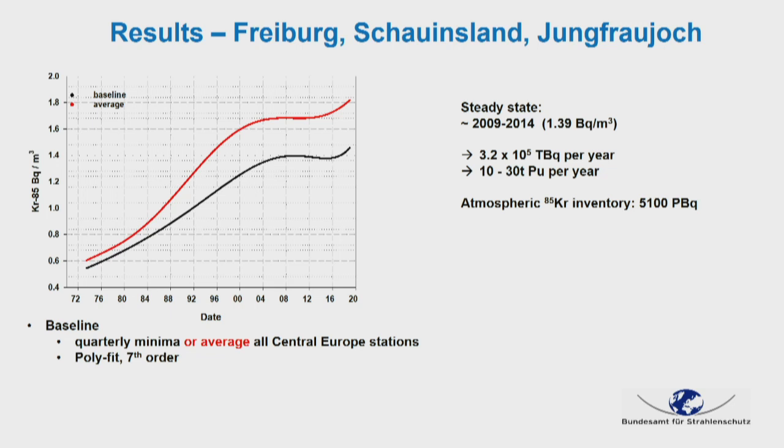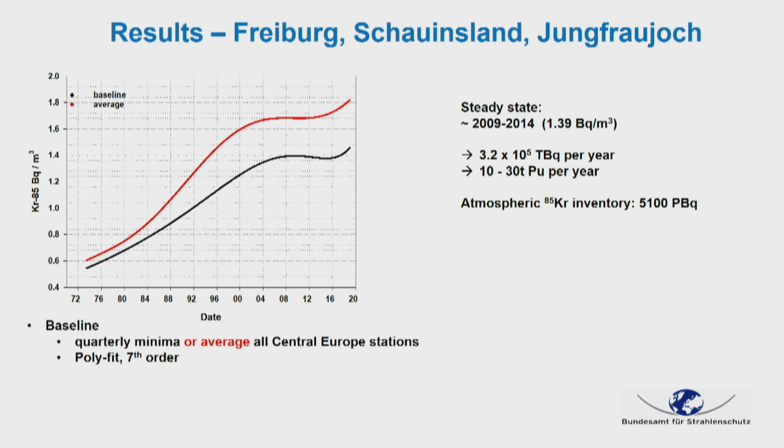We can calculate that about 3.2 × 10^5 terabecquerels per year were released into the atmosphere during that time period, which equates to about 10 to 30 tons of plutonium production per year, depending on whether it's weapons grade or reactor grade plutonium. The total atmospheric krypton inventory during that time was about 5,100 petabecquerels.